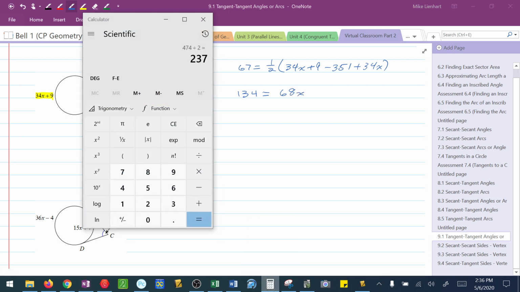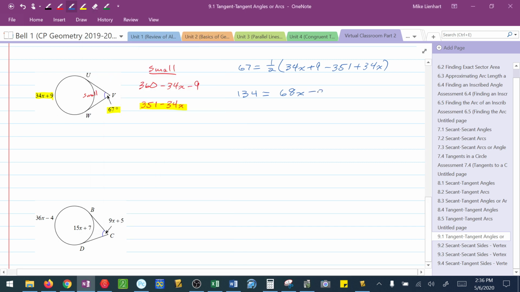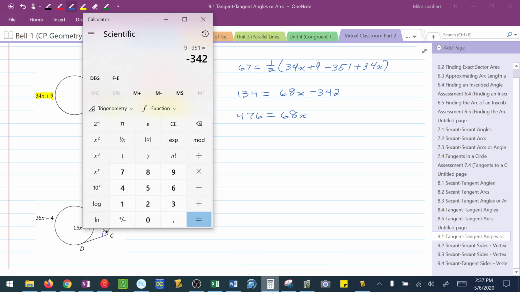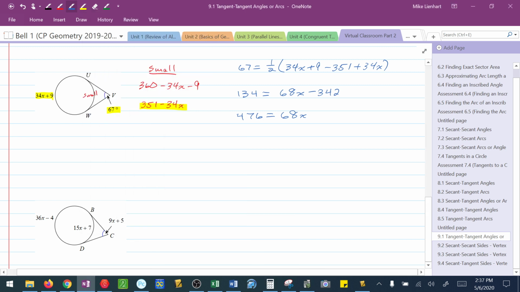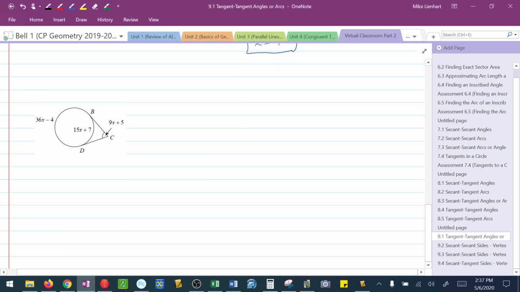And I've got 9 minus 351. Let's see, 9 minus 351 is negative 342. I'm going to add 342, so that would give me 476 is equal to 68x. And I believe this is going to be 7, but let's just double check it. 476 divided by 68 tells me x is 7. All right, let's try one more like this.